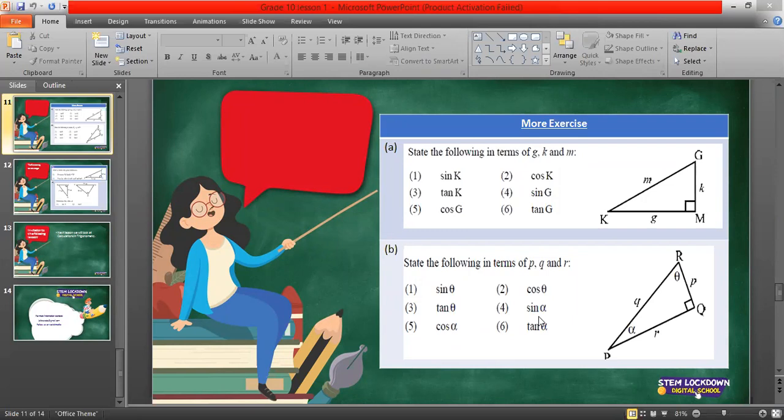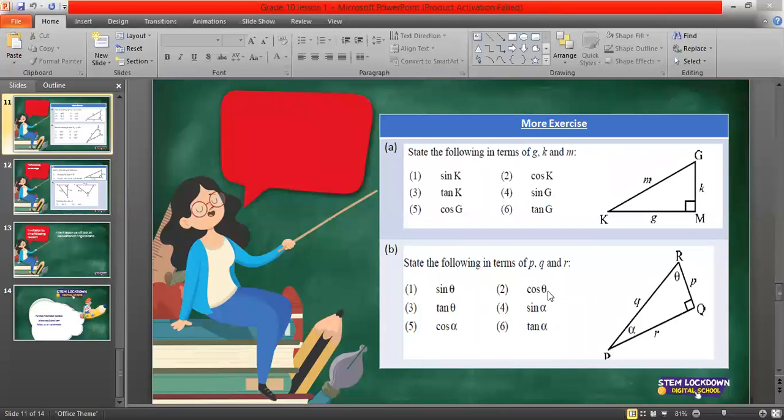And then if you need to find sine alpha, we consider this as our angle now. So sine of this will be: this here is considered as our opposite, this is considered as our adjacent, and this is considered as our hypotenuse.